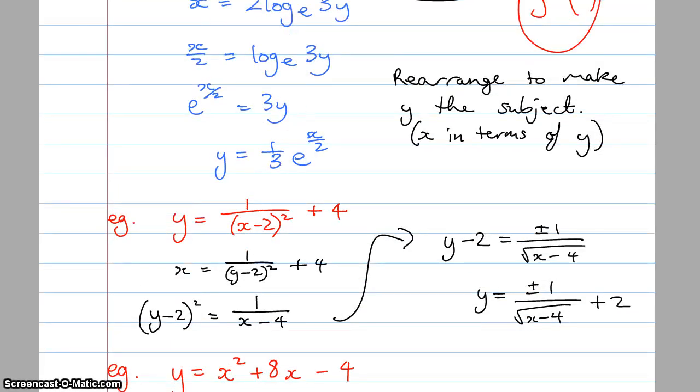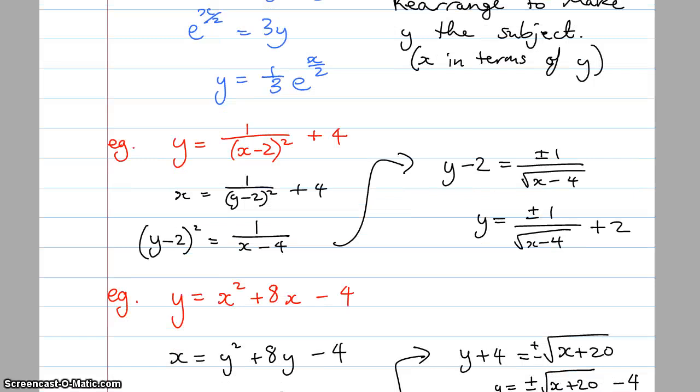The last one that I've got here is a little bit tricky. I've got x squared plus 8x minus 4. I swap my x and y values. Now it's pretty tricky to get y by itself in this case, because I've got two y values. I need to somehow crunch those two y values down to one value.